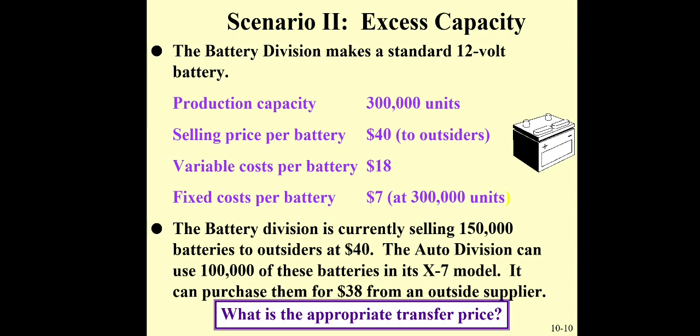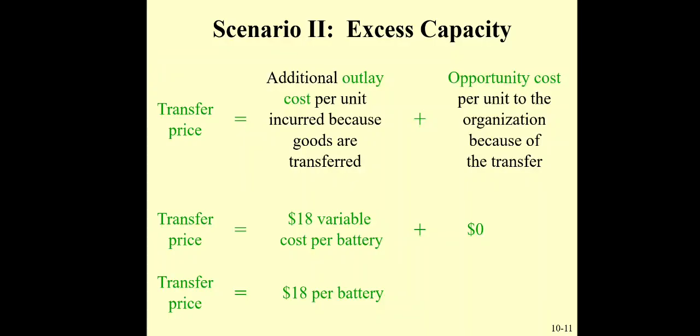The auto division can use 100,000 of these batteries in its X7 model. It can purchase them for $38 from an outside supplier. So the question now, what is the appropriate transfer price? To calculate the appropriate transfer price, you still have to use the basic formula. The formula is transfer price equals additional outlay cost per unit incurred because goods are transferred, plus opportunity cost per unit to the organization because of the transfer.